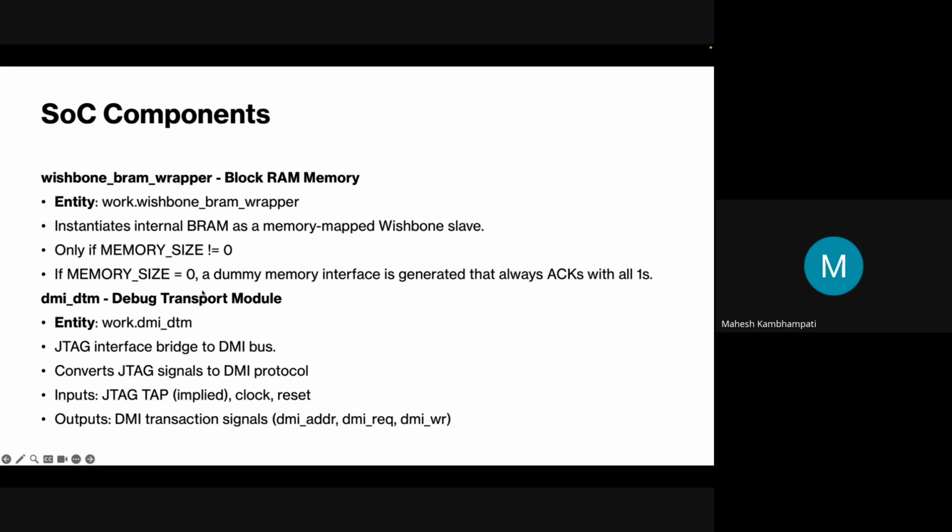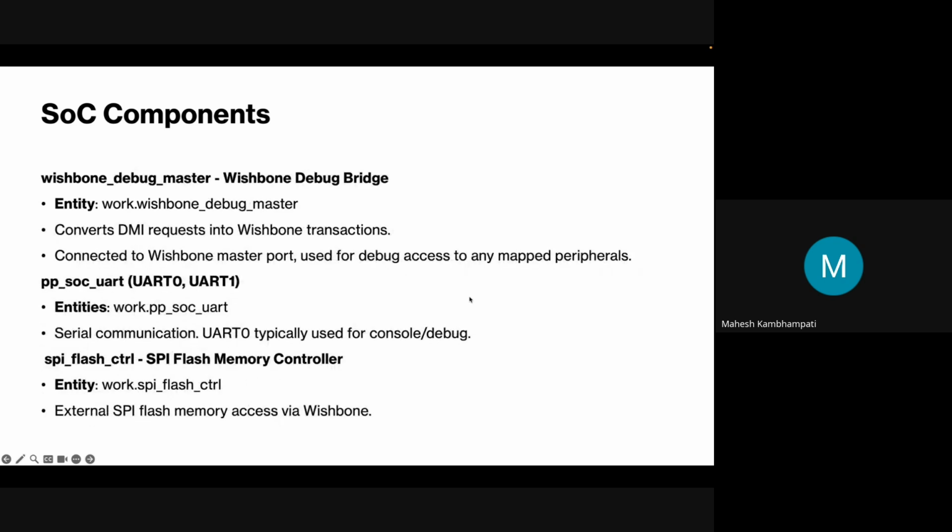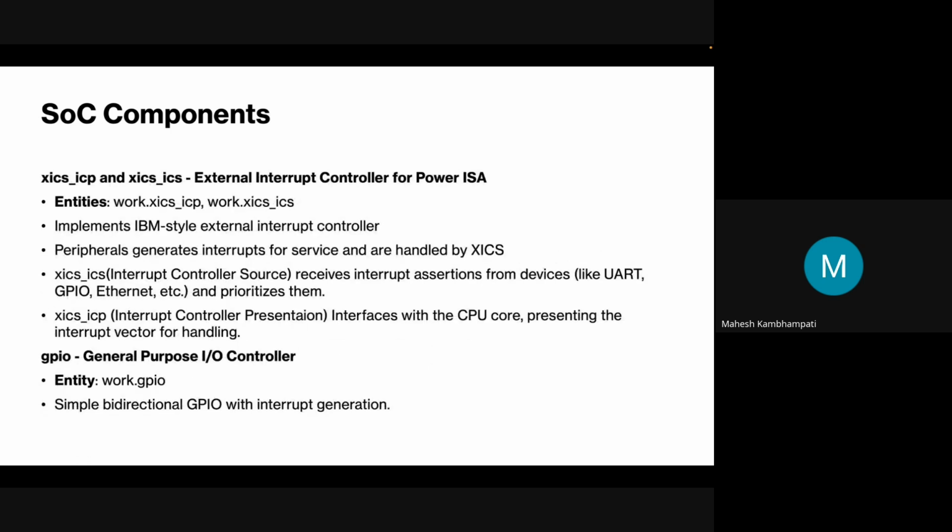Then there will be the main memory interface. It generates acknowledge with ones. And there is the DTM, as said earlier. It converts JTAG signals to DMI, and the Wishbone converts the DMI to Wishbone, and UART communicates. And SPI typically stores things like BIOS, main program, and Linux image, things like that.